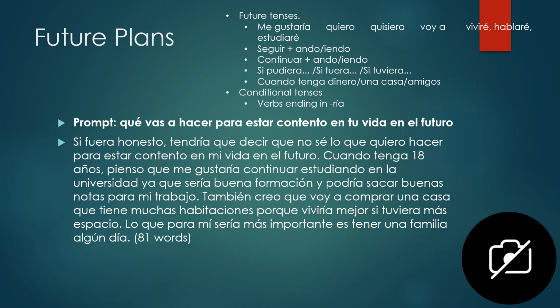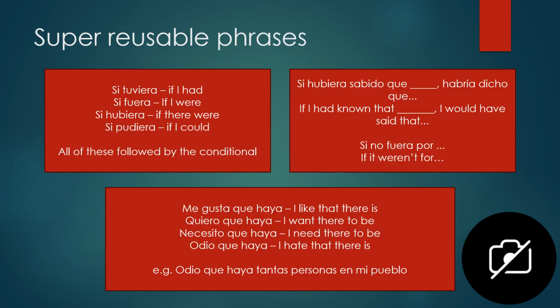So here I've mixed up the tenses quite a bit and I've got 81 words without really having to split the bullet point too much. Again, there's a lot you can talk about for being happy in your life in the future. Here we've just got some super reusable phrases that we can look through.